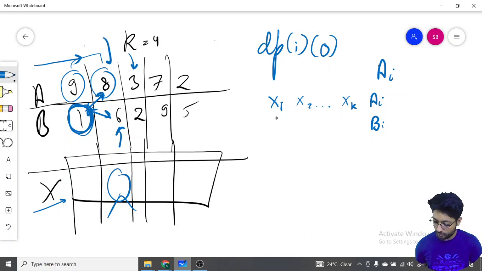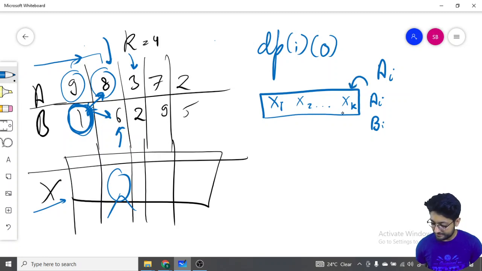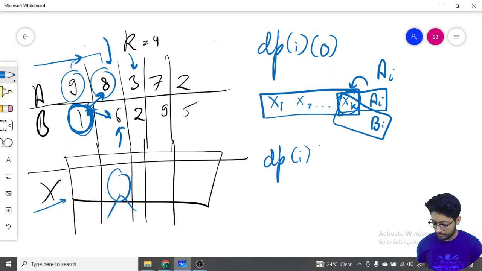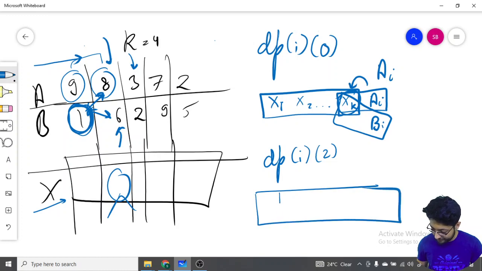The best way is to check the last element. I check whether the element I'm putting, ai, is compatible with x of k, the last element that I've put, or whether bi is compatible with it. So I have two states, DP of i comma, with two states. The first state is like you can form a DP table like this.